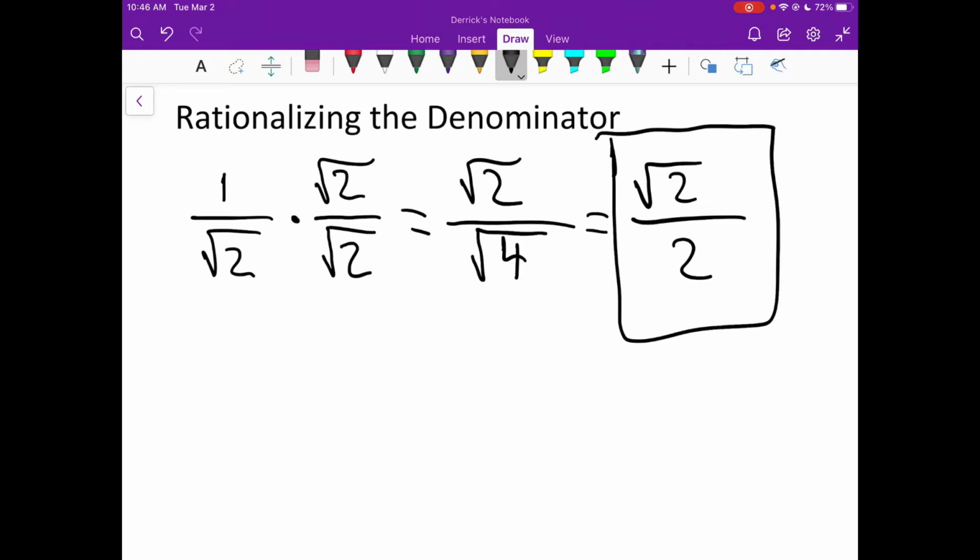Understand we did not solve anything here. We didn't find a new number. If you typed 1 divided by the square root of 2 into your calculator, the decimal you would get from that is the exact same decimal you would get if you typed in the square root of 2 over 2 into your calculator. Those are equivalent expressions. It is simply that we prefer this expression of the square root of 2 over 2. That is a more official way, I guess you could say, of writing this.